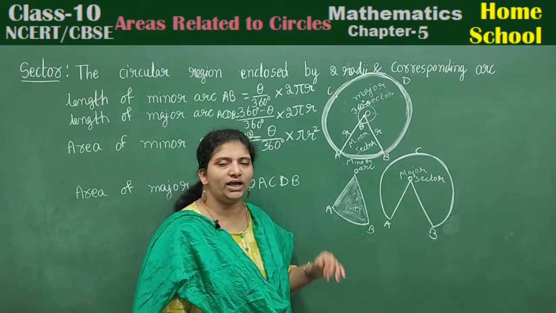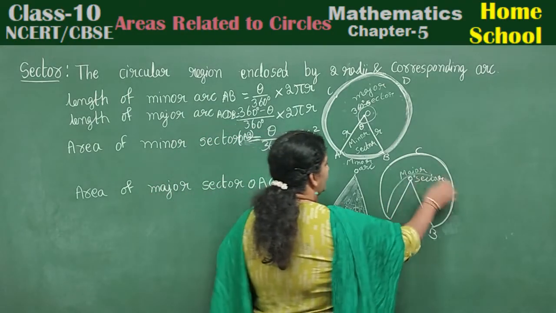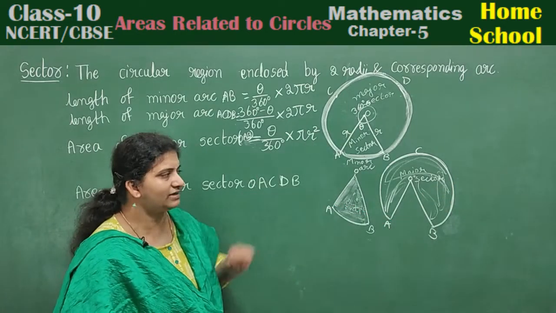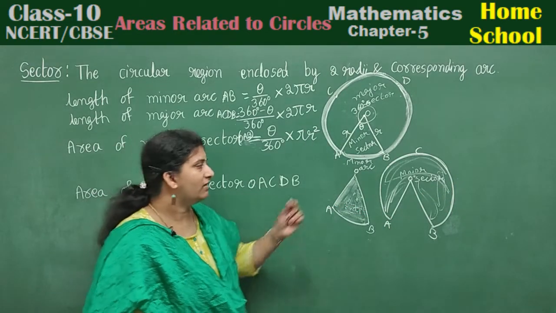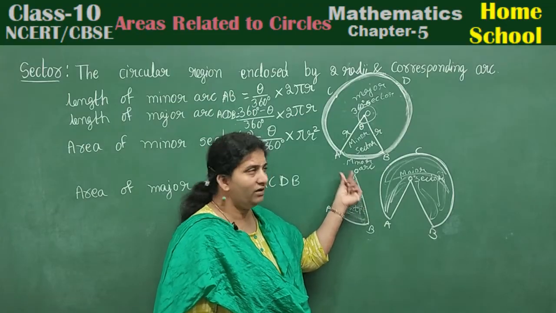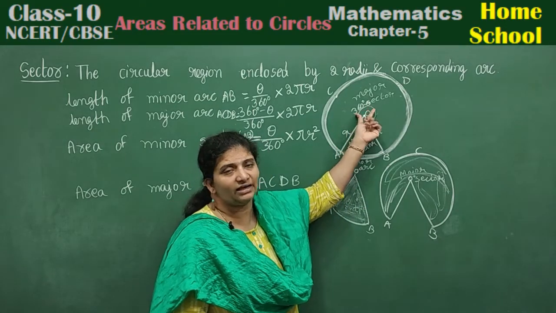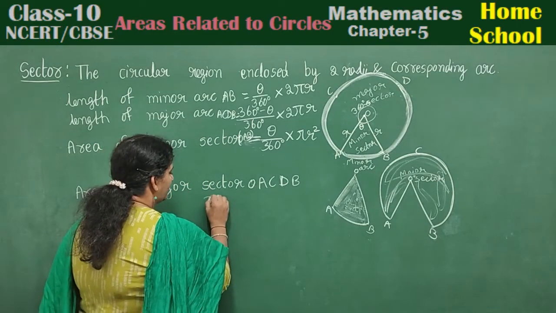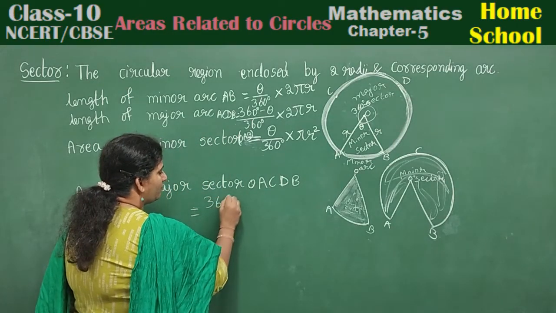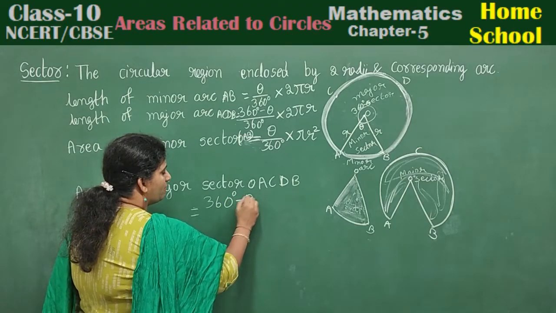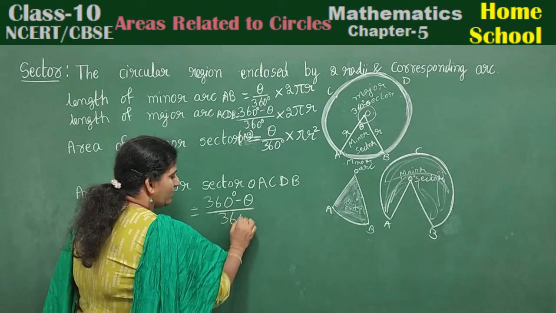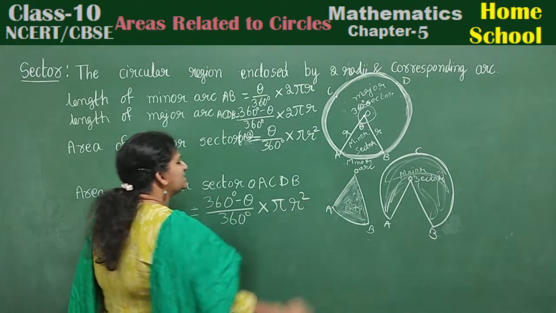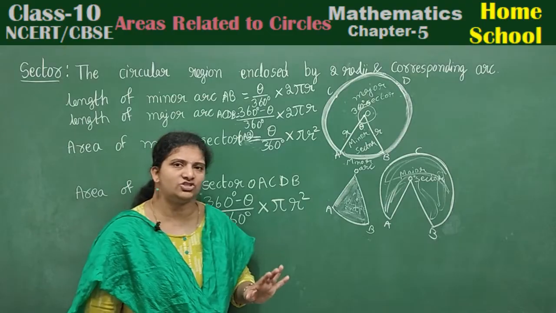When I talk about area, then this complete area. Look here, complete area. Major sector area. What is the formula? Here this angle is theta. Then what about major sector angle? 360 degree minus theta. Same manner, you can write here is equal to 360 degree minus theta by 360 into pi r square. Very simple to remember these all formulas, children.